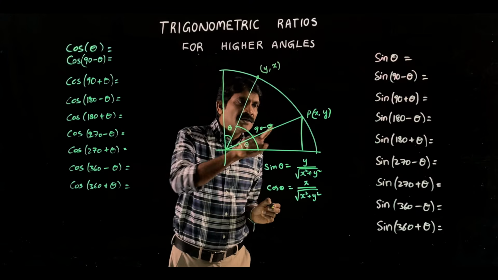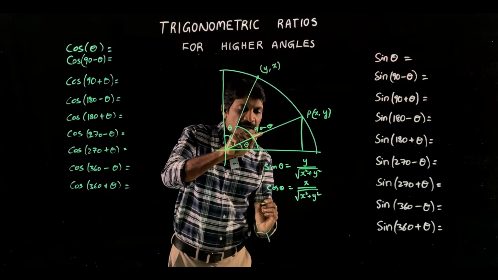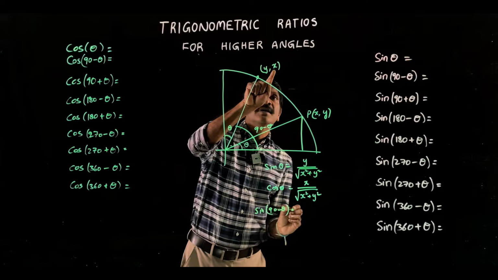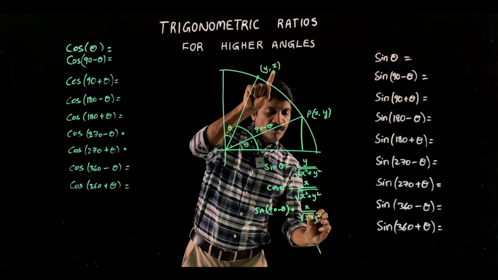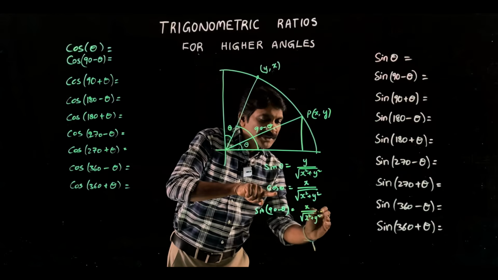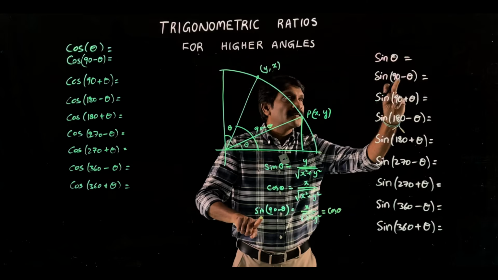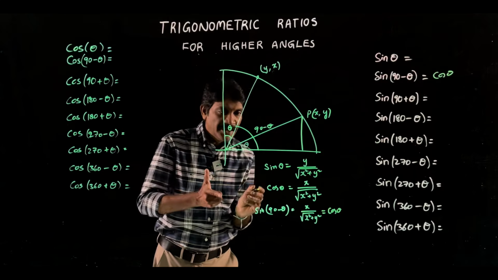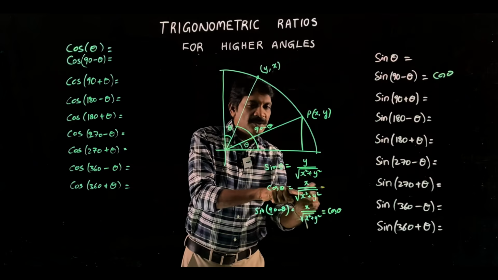For theta, sin theta is y by under root of x square plus y square. So for 90 minus theta, sin will be x by under root x square plus y square. But x by under root x square plus y square is nothing but cos theta. Therefore, we can say that sin 90 minus theta is cos theta. Similarly, for cos theta, x by under root x square plus y square.